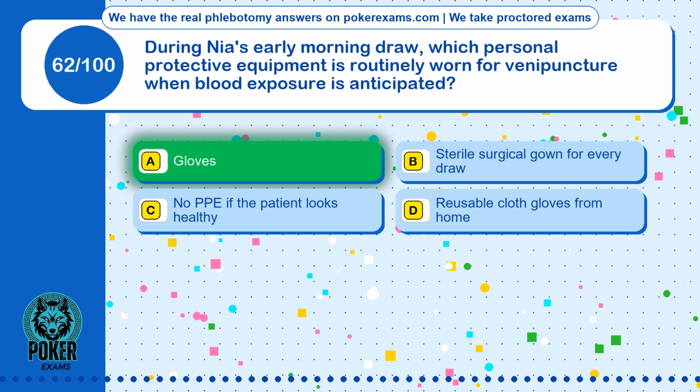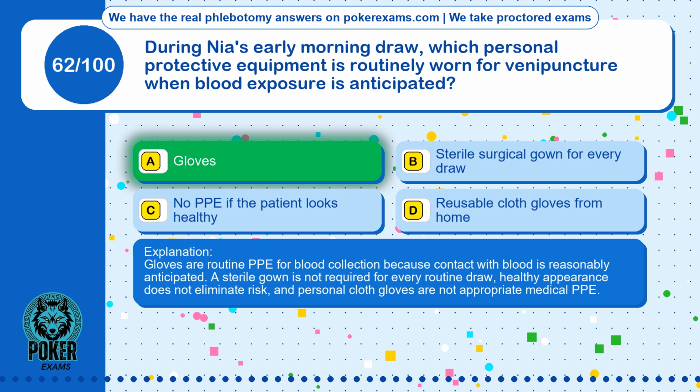The correct answer is option A. Gloves. Gloves are routine PPE for blood collection because contact with blood is reasonably anticipated. A sterile gown is not required for every routine draw, healthy appearance does not eliminate risk, and personal cloth gloves are not appropriate medical PPE.